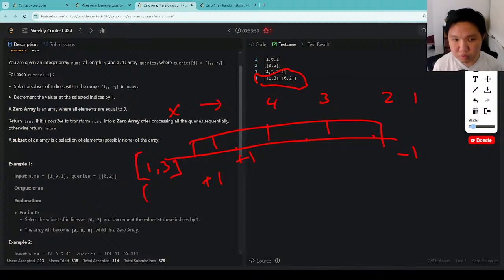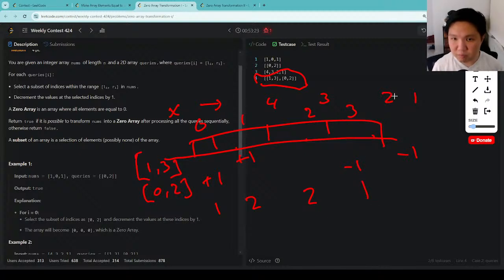0, 2. At 0, 1, 2, 3. At 0, you get a +1. At 2, at 3, so 1 more than 2. 1 after this n number is a -1. So if you go over this logic, 0 will be 1. 1 will be +1, again 2. 2, do nothing, so it's 2 again. 3 will be -1, will be 1.